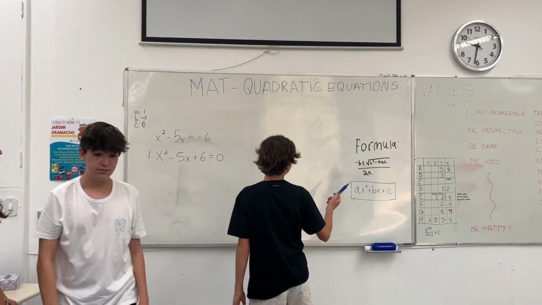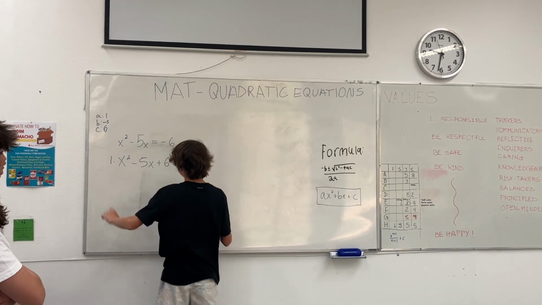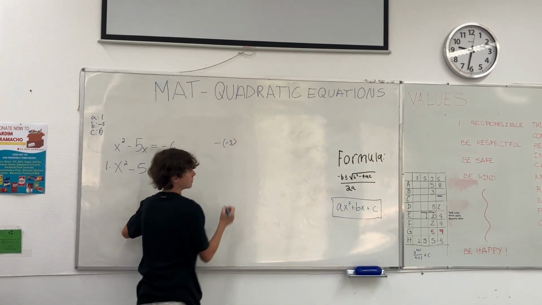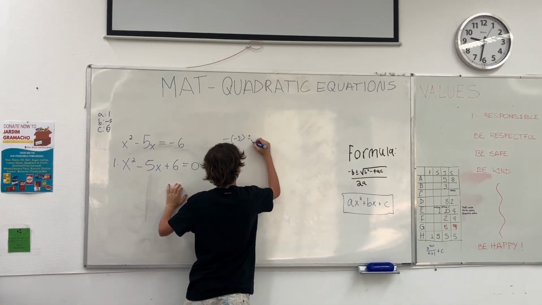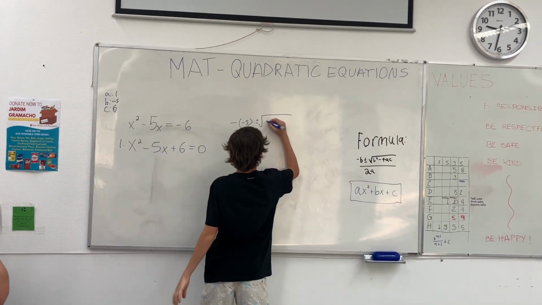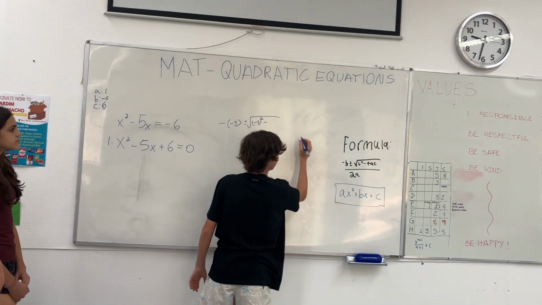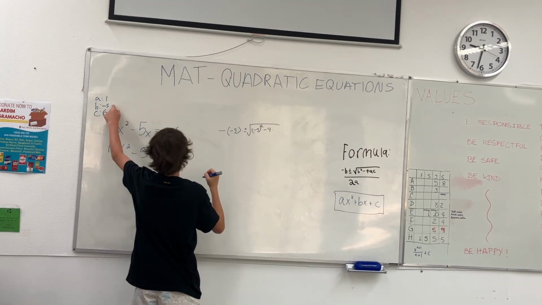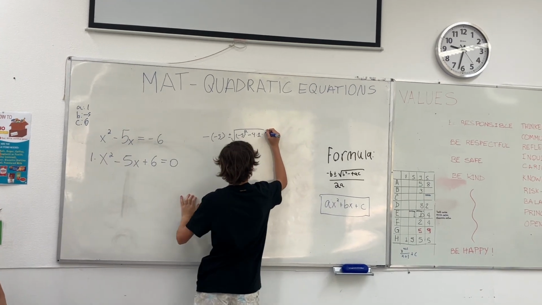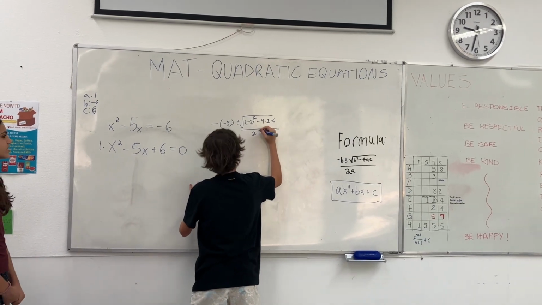With the formula, we can already start replacing. For B, we have the value negative 5, so negative 5, and then plus or minus the square root. The next, B squared, negative 5 squared, minus 4 times A, which is 1, times C, which is 6, divided by 2A, which is 2 times 1.